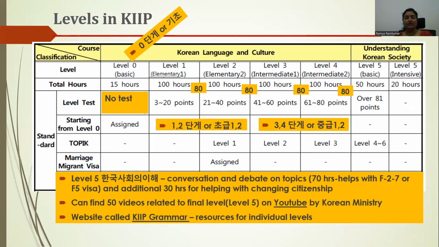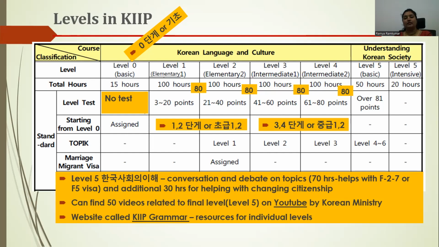So the 5th level is the highest level. It will basically evaluate you on the understanding of Korean society on the whole. So that is a difficult level. So they have basic and intensive levels. One more thing that I want to mention here is there is something called the marriage migrant visa. For people who want to get married in Korea to a Korean, they need to at least have level 2 in order to do this.